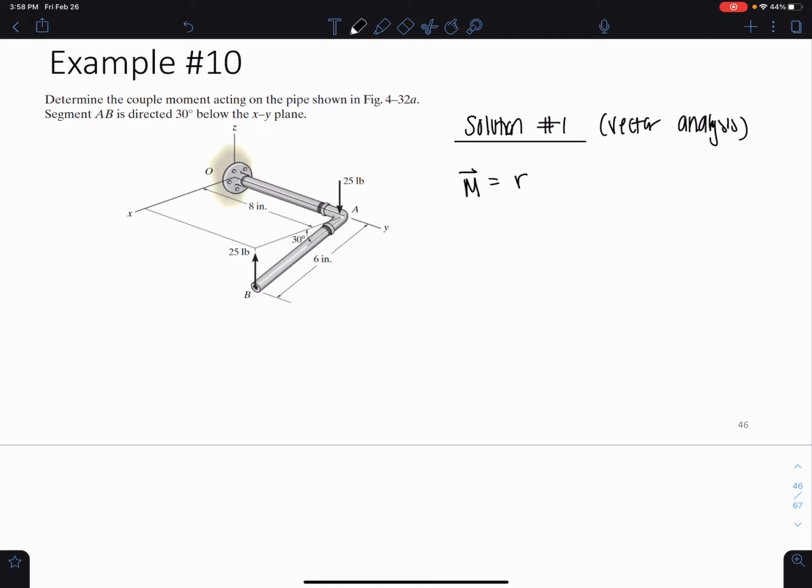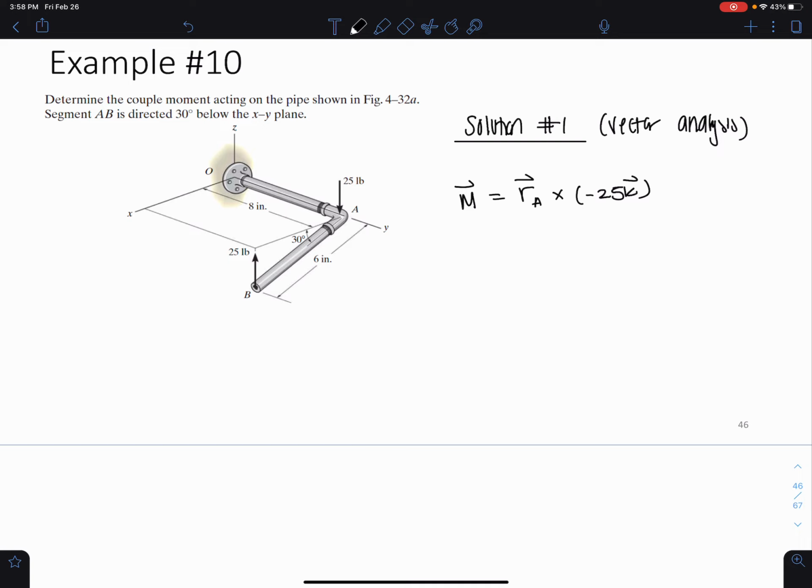Okay, so my moment here is defined by, I should probably read the problem. So we want to determine the couple moment acting on the pipe shown, and segment AB is directed 30 degrees below the XY plane. So here, my moment is equal to the position vector to A cross the force, which would just be negative 25 because it's acting down in the K direction.